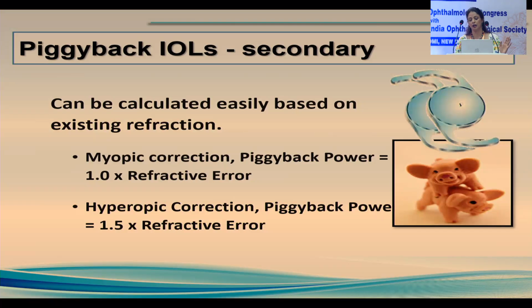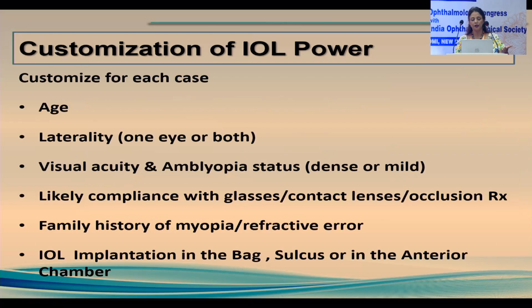The secondary IOL for piggyback IOLs, which is done for refractive surprises arising in children, we can have these secondary piggyback IOL calculations. So in the end, I will just say, try to customize for each case, depending on the age, the laterality of the cataract, the visual acuity of the child, the amblyopia status, the likely compliance of the child and the family, obviously the caretakers of the child, as regards glasses, contact lenses, and amblyopia therapies. Family history and genetics have to be taken into consideration, and also whether you are placing the IOL in the bag, in the sulcus, or in the anterior chamber.